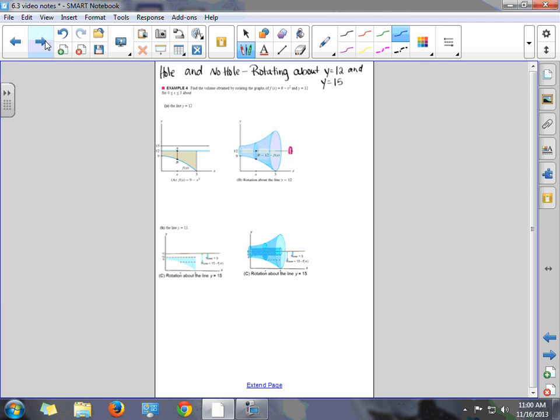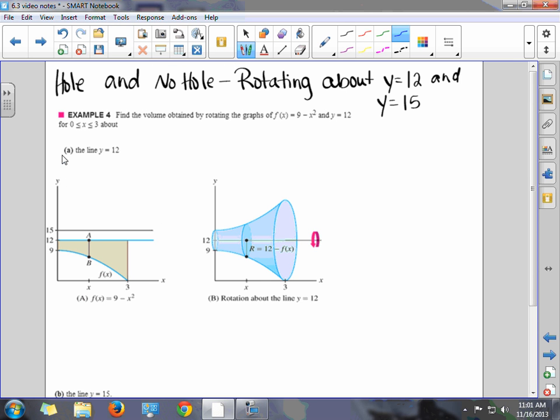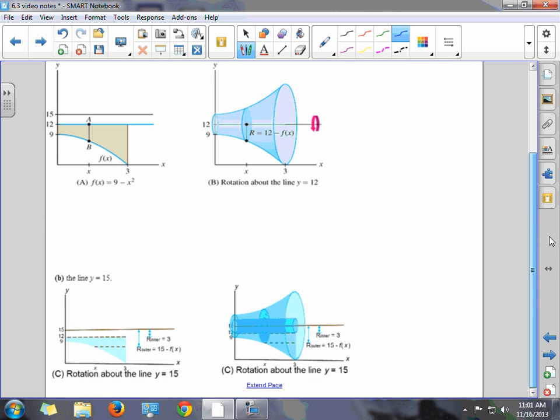Let's try hole and no hole, rotating about one line, y equals 12, which is going to be the no hole, and y equals 15, which is going to have the hole. So first we're going to do the no hole. Here's the function. My function is 9 minus x squared, so you can see it right there. And then the line I'm going to rotate about is 12. I think this is going to be the radius of my circle, the distance between those two. And then I'm just going to be rotating about this line.